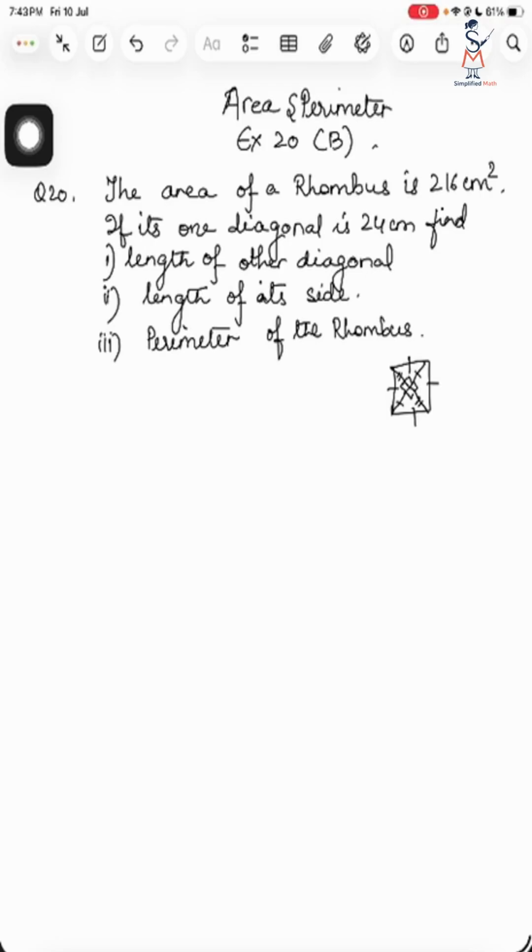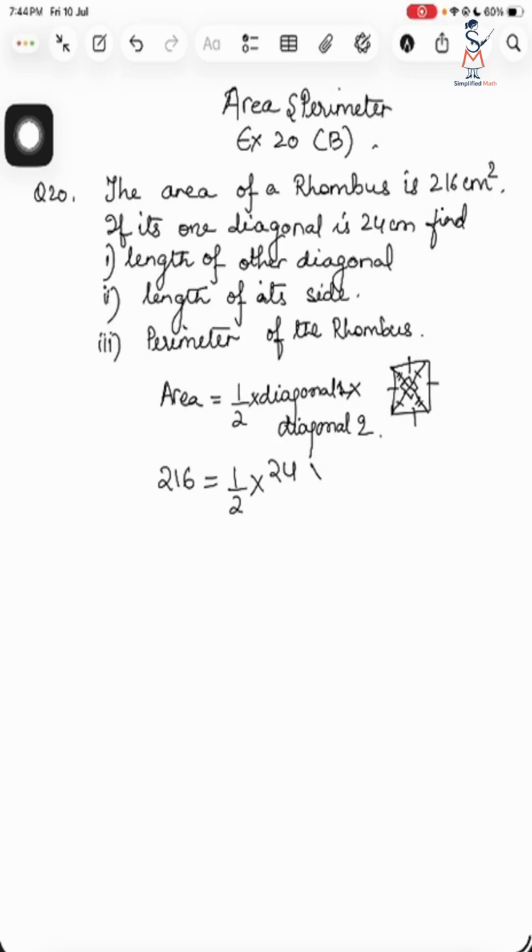Now first we will see the area. What is the area of the rhombus? It is half into diagonal 1 into diagonal 2. Right? So area is given, so instead of area we will write 216. Half in place of half. Diagonal 1 we can write 24 into diagonal 2. Let it be D2. This becomes 12.